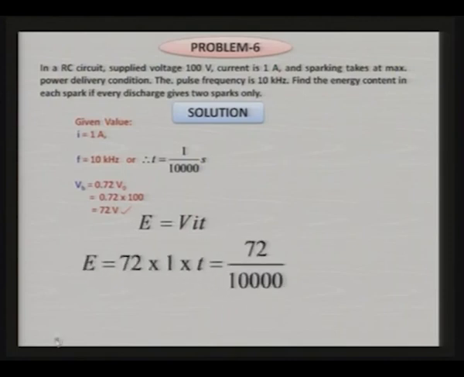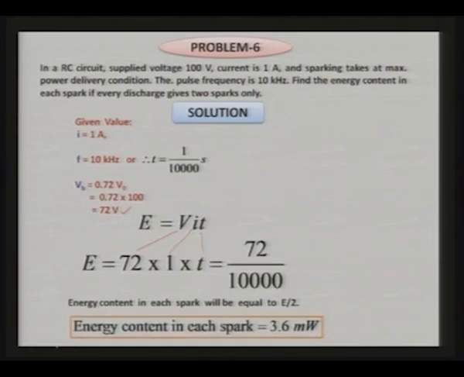So, substitute the values of V, I and T: 72 volts, 1 ampere current and time T, you get 72 upon 10,000. So, the energy contained in each spark will be E divided by 2, because there are 2 sparks in each cycle. You get the energy contained in each spark as 3.6 milli, this is milli. Thus, you can calculate the energy contained in each spark.